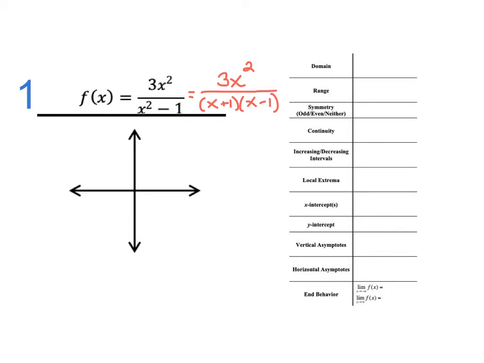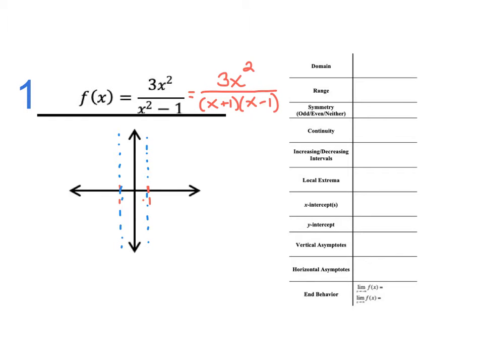And the bottom factors into x plus 1 times x minus 1. And those are the values that will break my domain. So this helps me determine any asymptotes or vertical asymptotes and will help me with my sketch. So at 1 and negative 1, I know that I'm going to have a vertical asymptote since those factors don't cancel out.